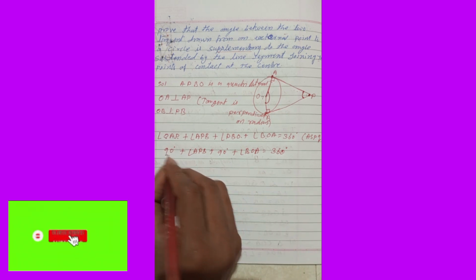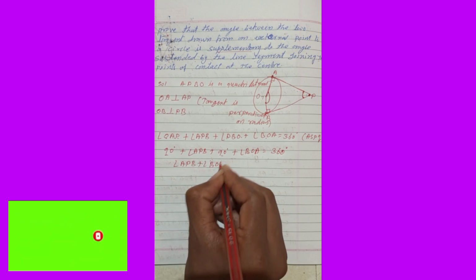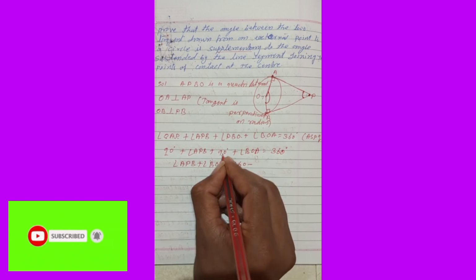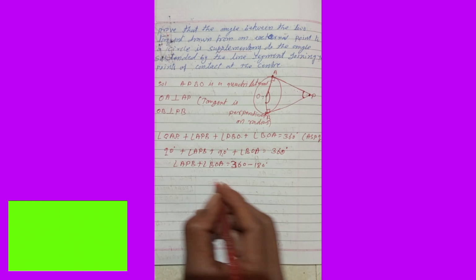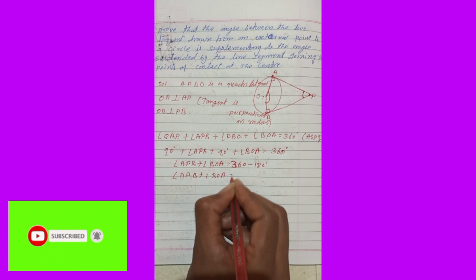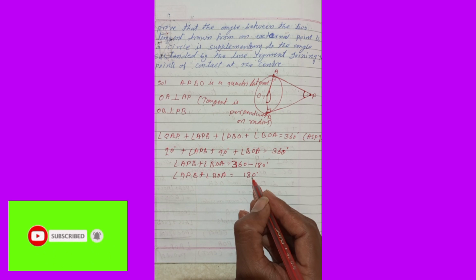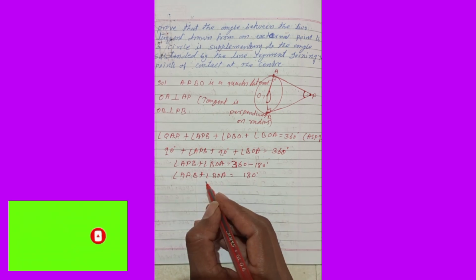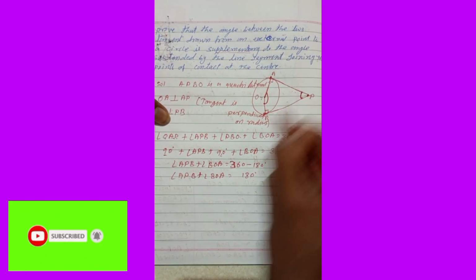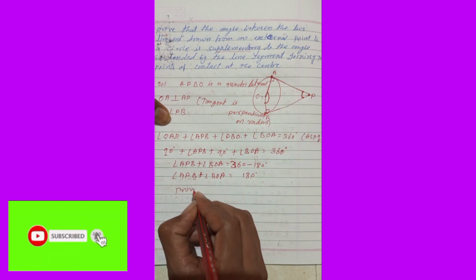Now we can write 90 plus 90, 180. So angle APB plus angle BOA is equal to 360 degree minus 180 degree. Then angle APB plus angle BOA is equal to 180 degree, and two angles which have the sum of 180 degree are supplementary. So hence it is proved, because the sum of this angle and this angle is 180 degree, they are supplementary.